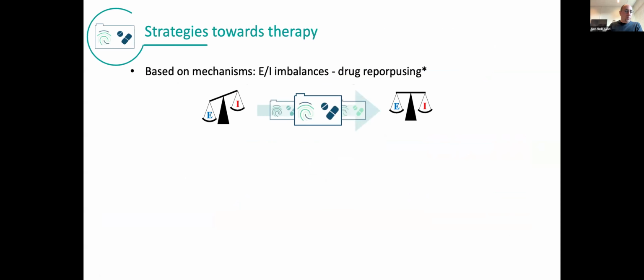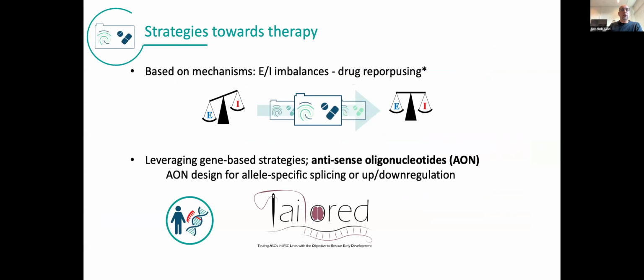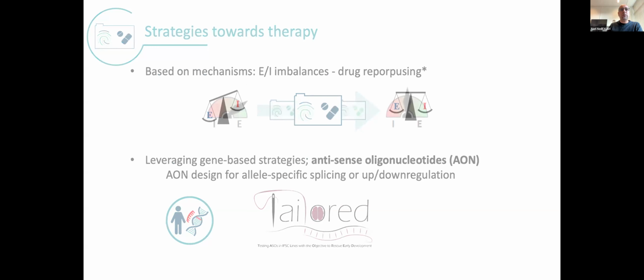Okay, so for the last minutes or so, I want to go into how we want to use this information for therapy strategies. Basically, we have two strategies. One is to look at whether we can interfere with this balance by doing drug repurposing, or whether we can also leverage antisense oligonucleotide strategies.